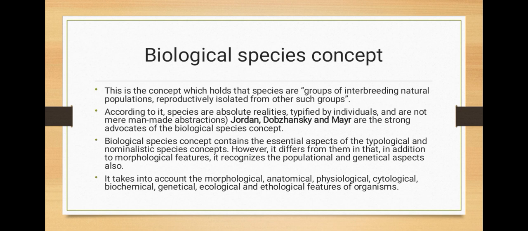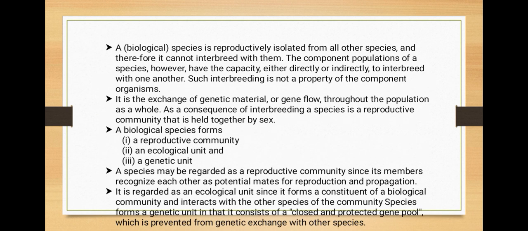Biological species concept contains essential aspects of the typological and nominalistic species concept. However, it differs from them in that, in addition to morphological features, it recognizes the population and genetical aspects also. It takes into account the morphological, anatomical, physiological, cytological, biochemical, genetical, ecological, and ethological features of organisms.